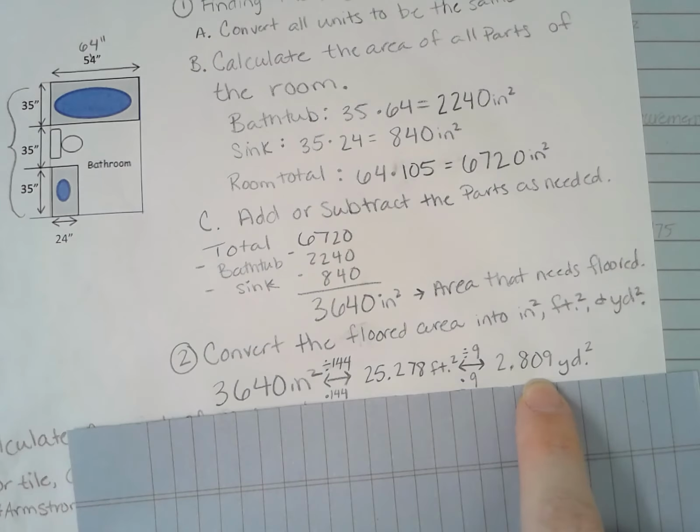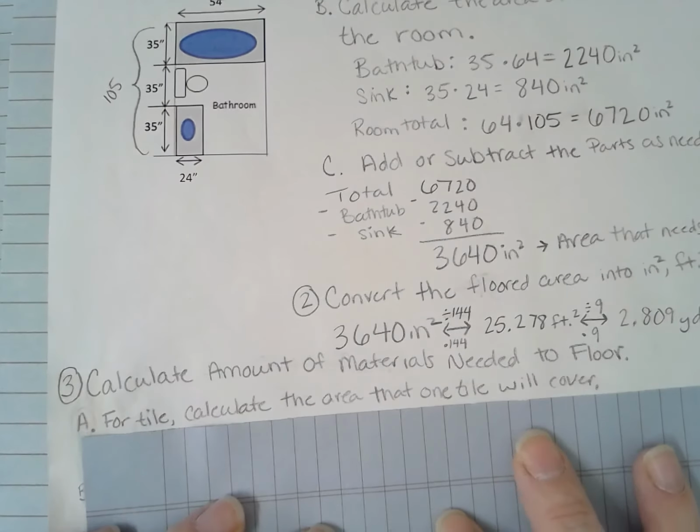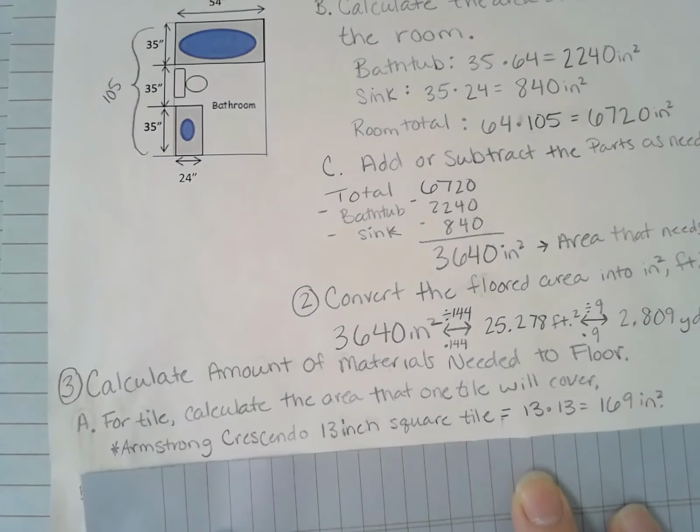Step 3 is to calculate the amount of materials needed to floor. So this is a bathroom, so I'm going to put tile in the bathroom. So for tile, I need to calculate the area that one tile will cover. I selected an Armstrong Crescendo 13-inch square tile. So to find that area, I just had to do 13 times 13, and I got 169 inches squared.